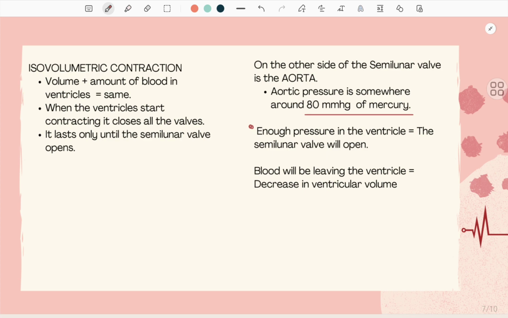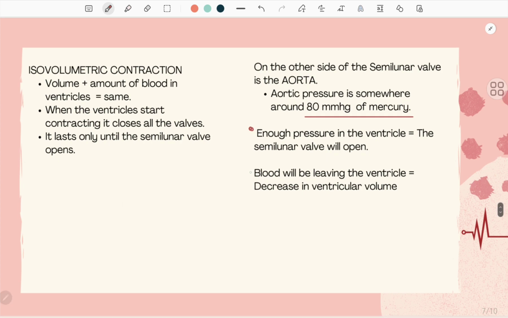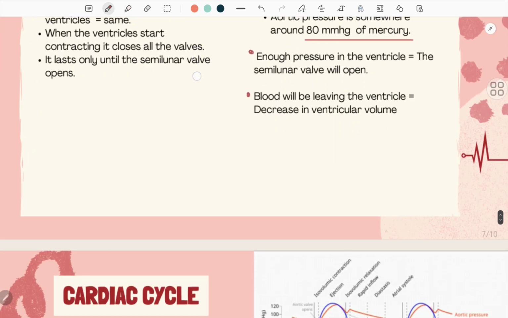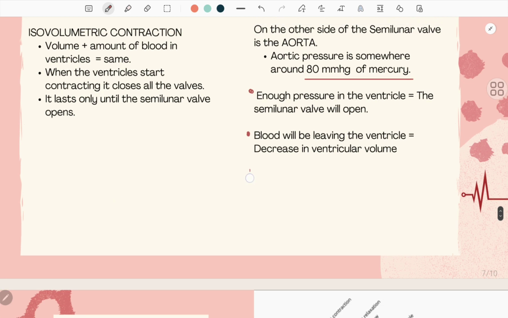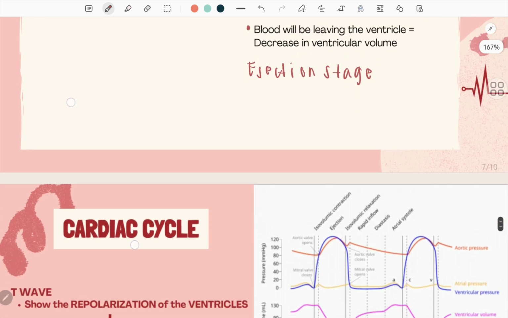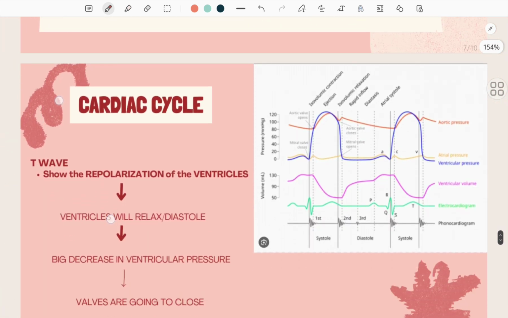That means that there is enough pressure in the ventricle for the semilunar valve to open. When the semilunar valve opens, the blood will now be leaving the ventricles, and that will result in a decrease in ventricular volume, which you can see again in the ECG. There is a slight decrease here, and this stage is what we call the ejection stage.